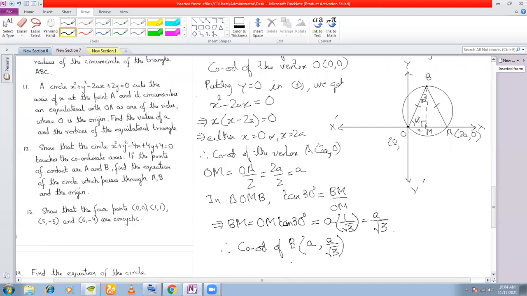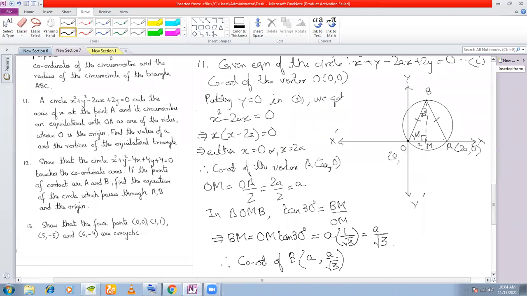Right? Now actually we can also find out the value of A here. How can we find out the value of A? See, notice that if I were to join these two, see this angle is 60° because it is an equilateral triangle. This angle must also be 60°. Why? Can you tell me why this angle should be 60°?